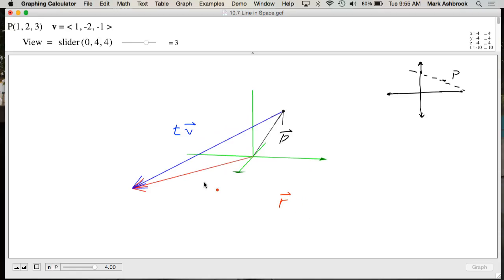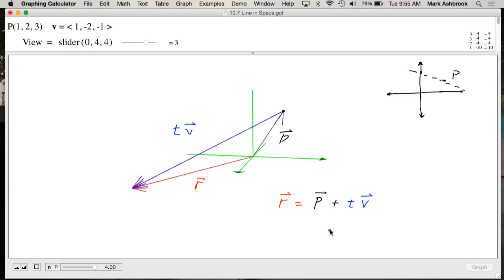R, that's this. R is going to equal what? The sum of P plus T times the direction. All scaled versions of the direction vector plus point P will give us all points on the line from a zillion miles that way to a zillion miles that way.